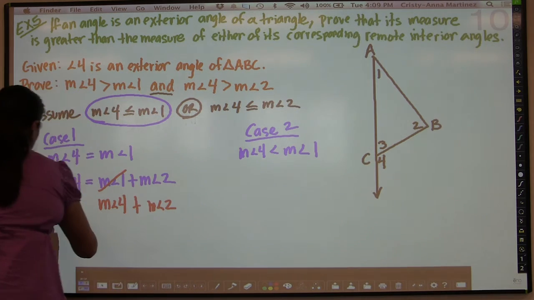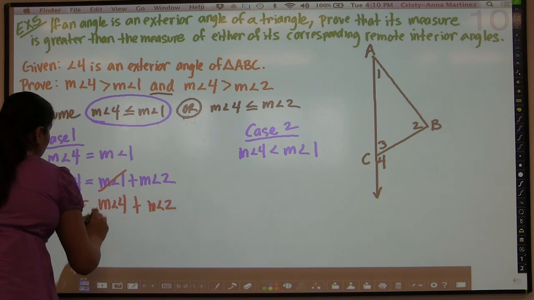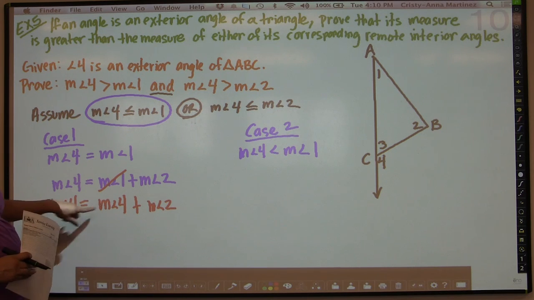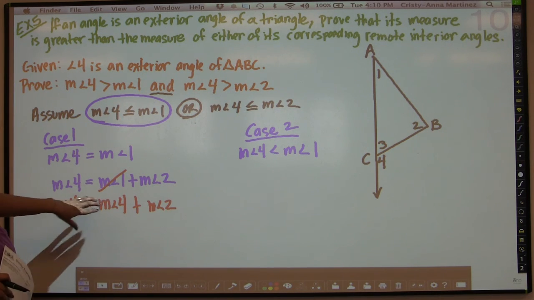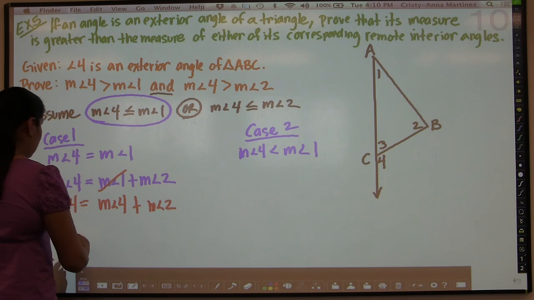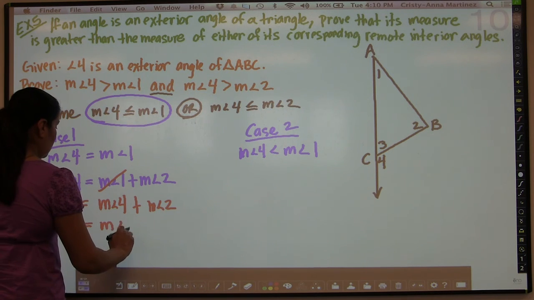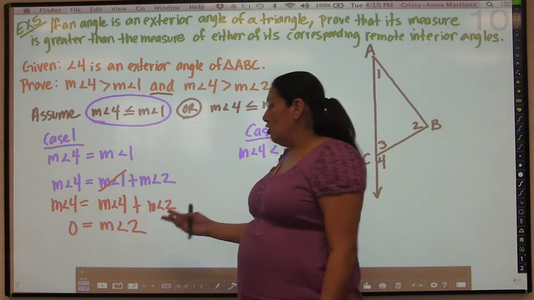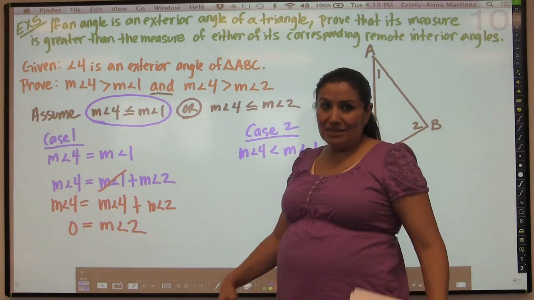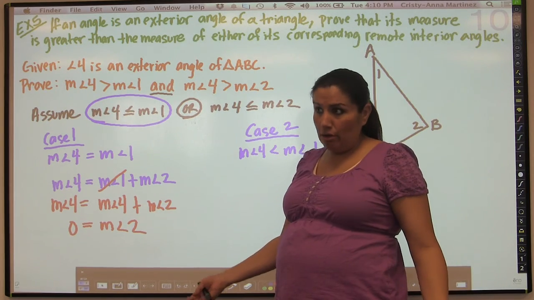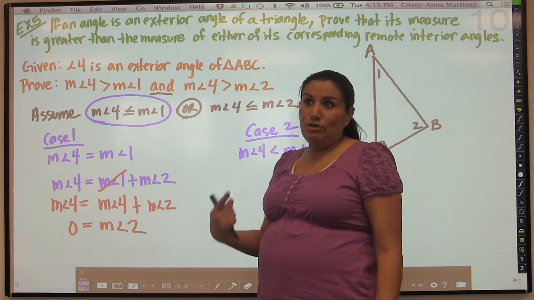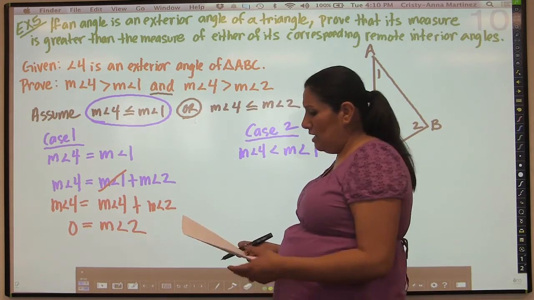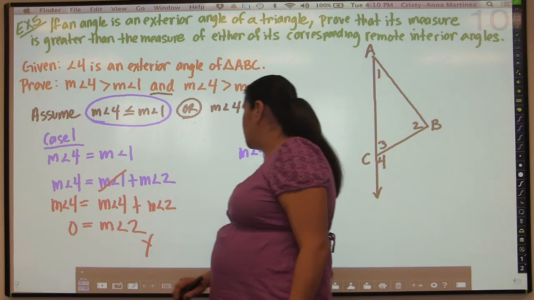So now what's going to happen is we're going to solve, and by subtracting the measurement of angle 4 from each side, you're going to end up with 0 equals the measurement of angle 2. Well, that's a contradiction, because an angle measure is not an angle measure unless its angle is at least greater than 0. So you can't have an angle measure that is either negative or 0. So 0 equals the measurement of angle 2 is a contradiction. So we're good with that one, contradiction.